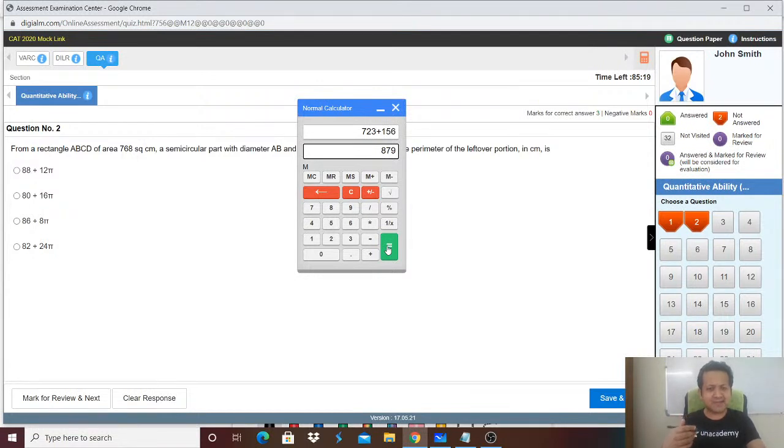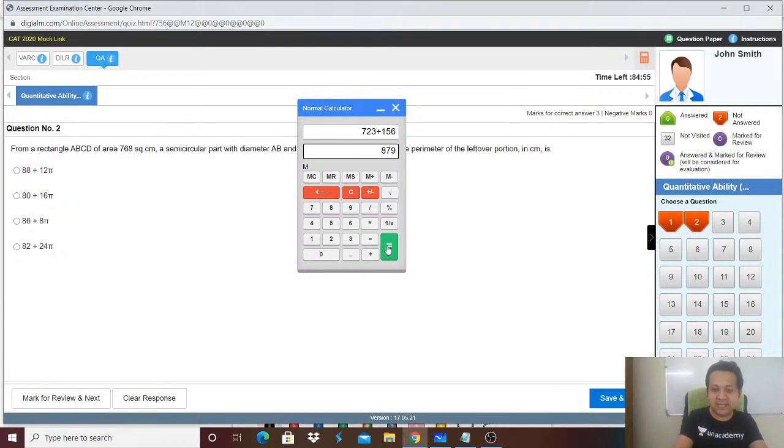So what is MS and MR? MS is, what will you do? You will actually save a number. And MR, let's say you are going to use that number once again later in your calculations. So you will just say MS to save, and at some point later you do MR. It will recall that number and then you can use it again in your calculations.